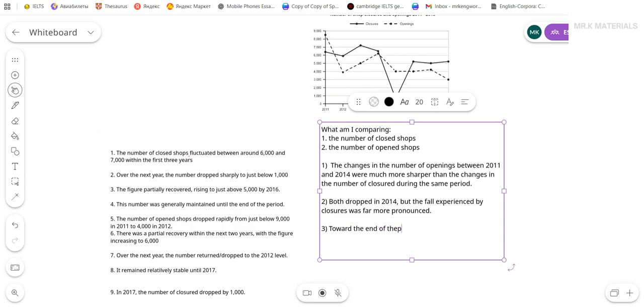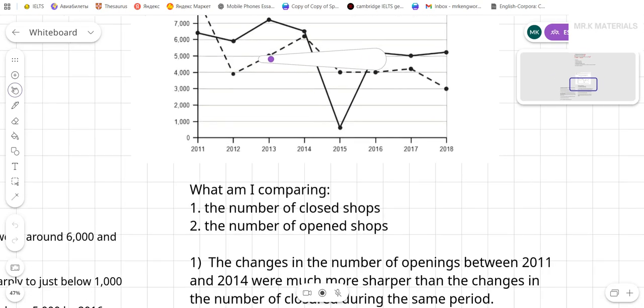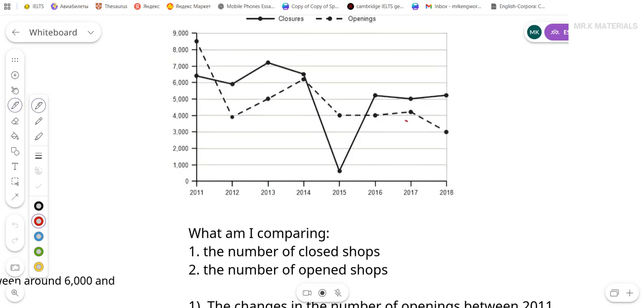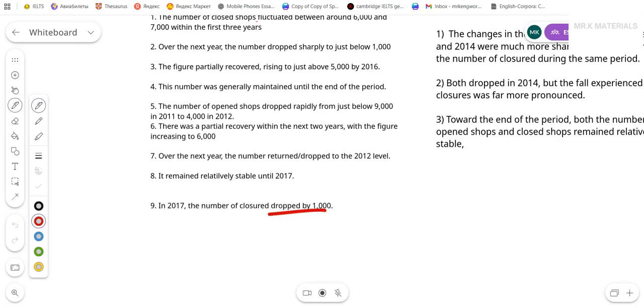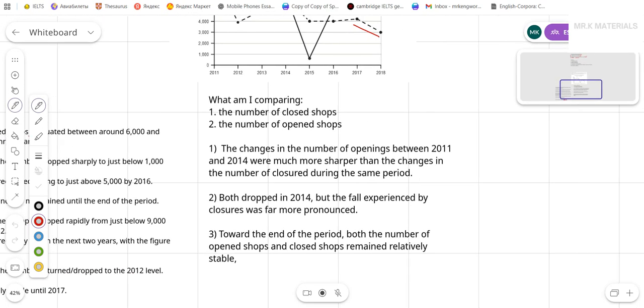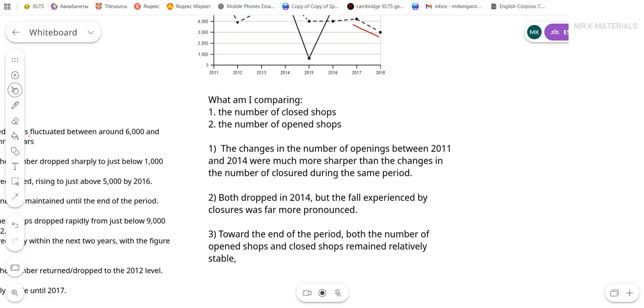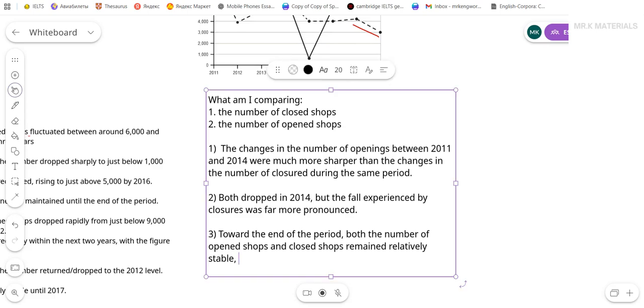Towards the end of the period, both the number, so it's a similarity here, the number of open shops and closed shops remained relatively stable. But there's a little difference here that I cannot ignore, which is this. In the end, there's this little drop here, which I already mentioned in my key features, that it dropped by 1,000. So I have to mention it here as well. I cannot ignore this.